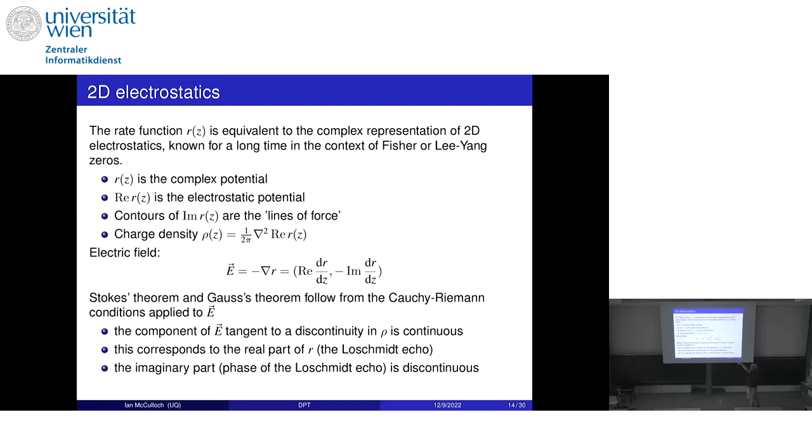We've also got the analogy of the electric field as the gradient of my potential, which I can write down from the real and imaginary parts of the derivatives here. The reason you do this in complex numbers is that Stokes' theorem and Gauss's theorem just follow from the Cauchy-Riemann equations on your complex function. That gives you all of these nice theorems. So the component of my electric field which is tangent to a discontinuity of the charge is continuous, which is the real part of my rate function, what people normally think of when they talk about the Loschmidt echo. And the imaginary part of that is discontinuous, which we saw before from this crossing of eigenvalues. The phases of those eigenvalues are just going to be different as they cross each other.